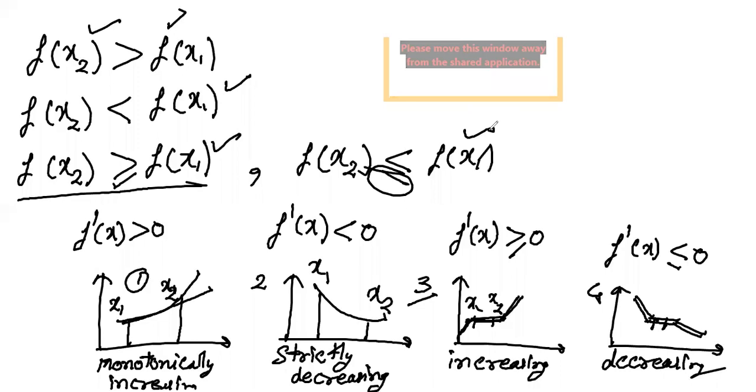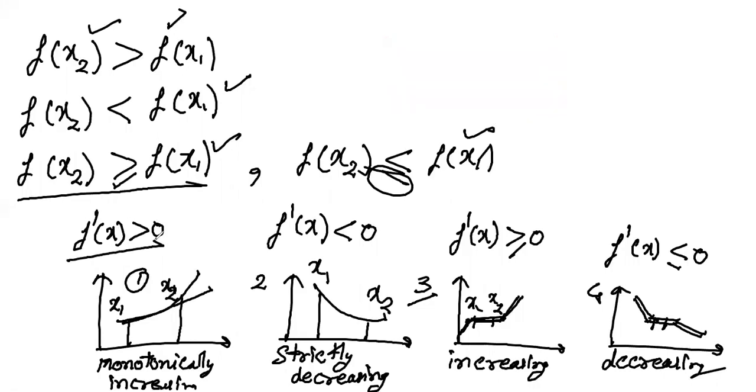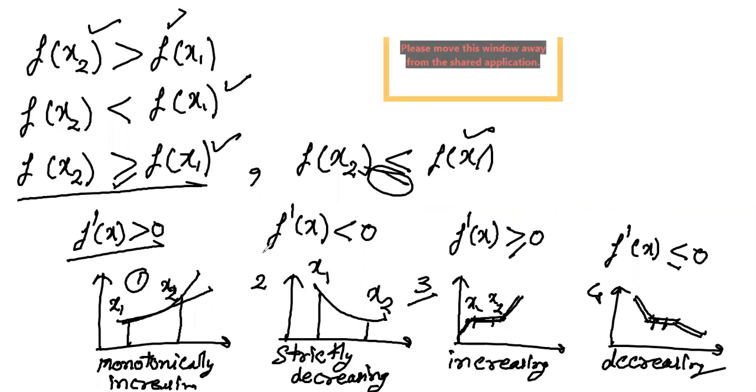And in terms of derivative, f dash x is always positive, which means there is no zero. F dash x will not be zero because it is always increasing. F dash x is always negative in case of a strictly decreasing function. F dash x will be greater than 0 and could be equal to 0 also in only an increasing function. And f dash x is less than 0 and it could be 0 if it is only decreasing.